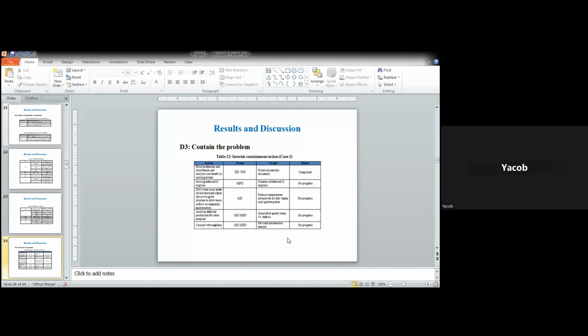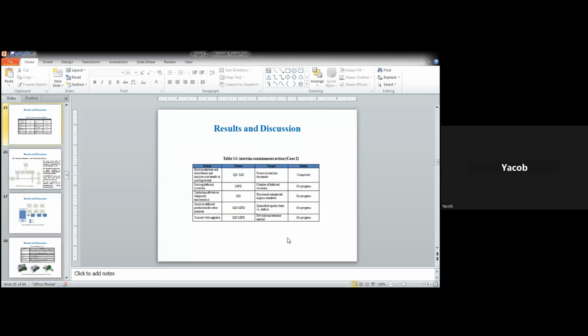This is in progress. And then drill holes in the under-shell hood and adjust the active grill shutters to allow more air, so as to reduce the temperature. This will be done by the maintenance department, and the target is to reduce the temperature. This is ongoing. Analyze defected production for other reasons. This can be done by the maintenance and manufacturing departments. This is in progress. And then consult with suppliers at the end to revise the maintenance manual. This is again in progress.